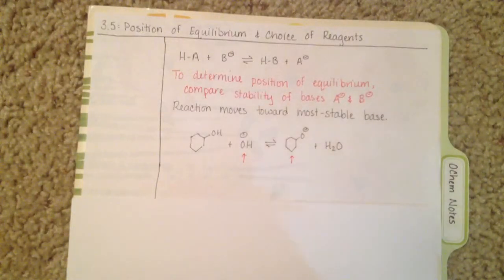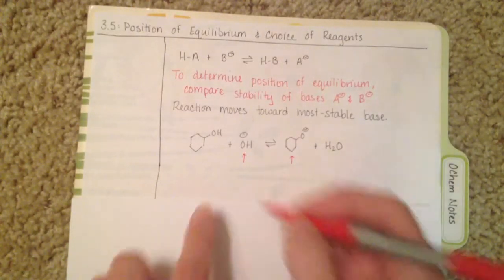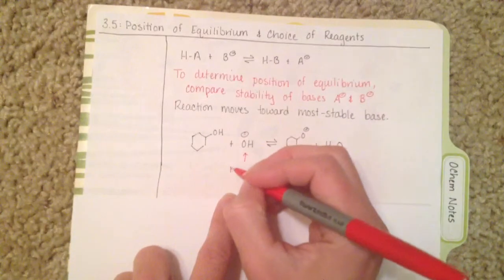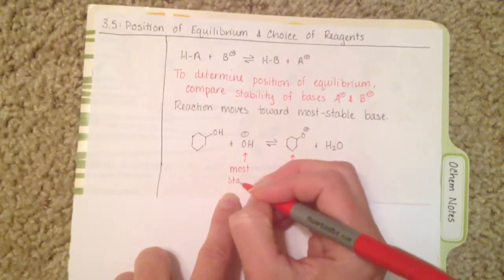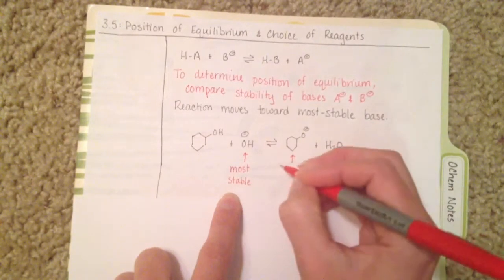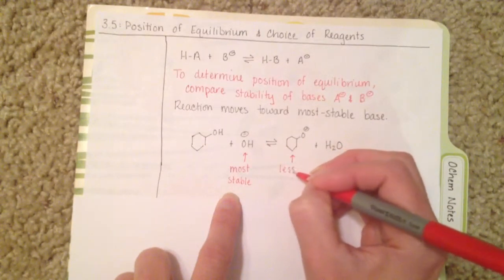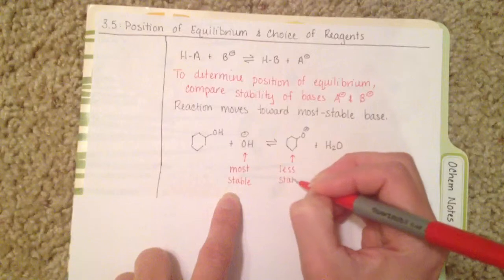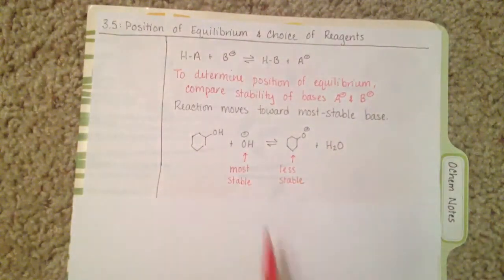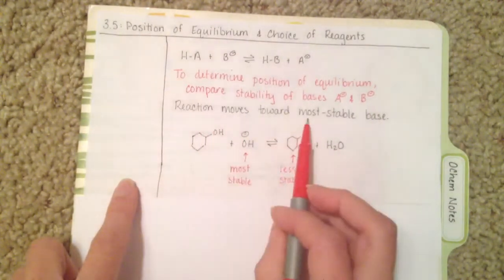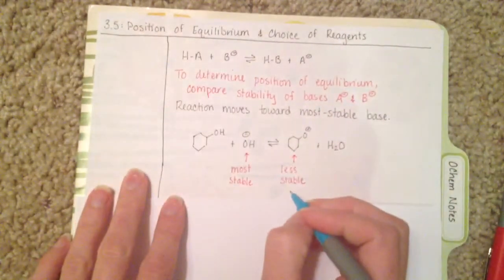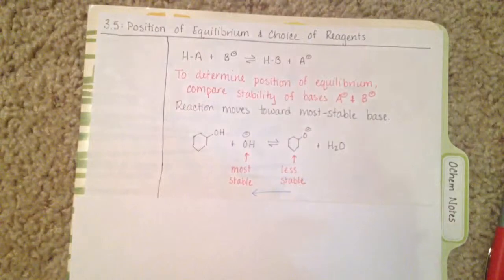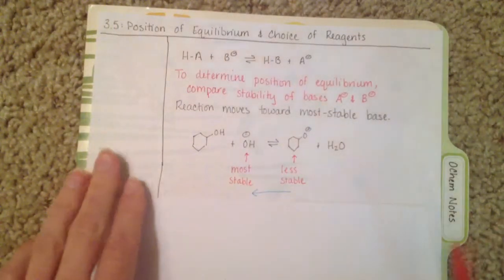In doing that, which we've learned how to do already, you would find that of these two bases, hydroxide ion is the one that is the most stable. And our other ion is less stable. Now this means, from what we have learned up here, the reaction is going to move towards the most stable base. So this means that our reaction is going to proceed in this direction. The position of equilibrium lies on the left side, not on the right side where we want it.